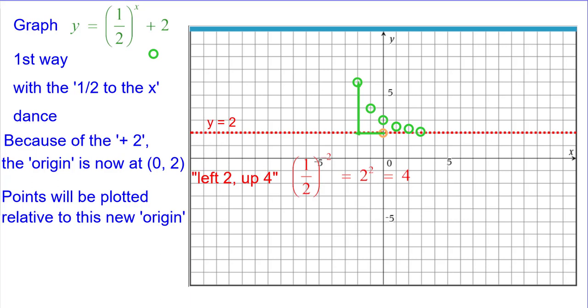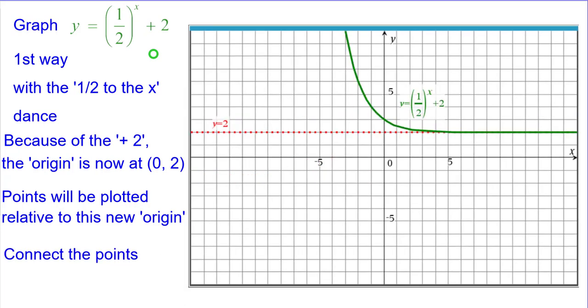Left 2 up 4. 1/2 raised to the -2 power means take the reciprocal of a half and then square it. And left 3 up 8 means take the reciprocal of 1/2, which is 2, and then cube it, which is 8. We already have the asymptote, so we can connect the points. And there's our graph of y equals 1/2 raised to the x plus 2.